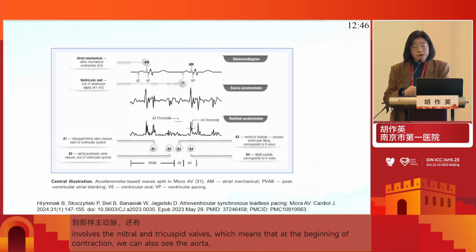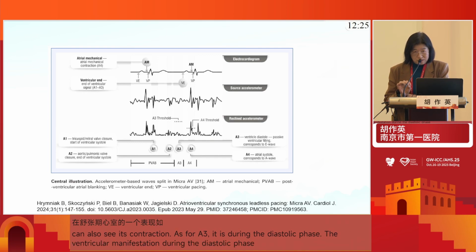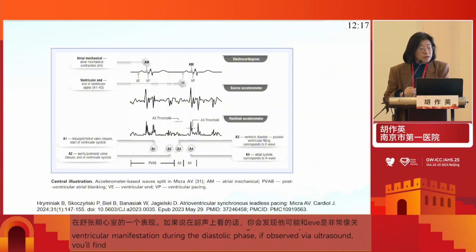And A3 is the end of ventricular diastole. It means the passive ventricular filling. In the echo, it corresponds in time to the E wave. So it's very important. It's the atrial mechanical.